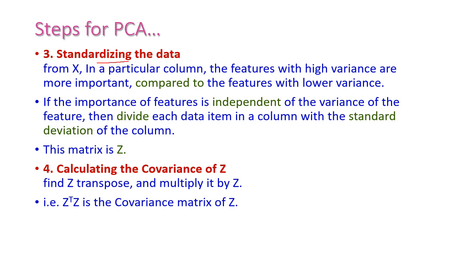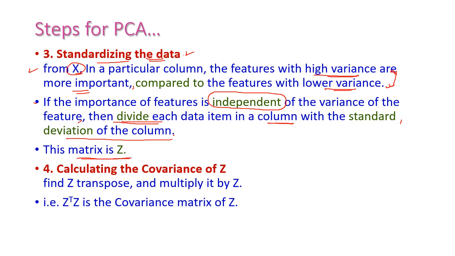The third step is standardizing data. Standardizing data means from the matrix X, that is the input matrix, take any feature which has high variance and is also more important, and that should be compared with a low variance feature. Here the importance of features is independent of each other. Then divide the data items in a column by the standard deviation of the column. So we divide the data set, and the new matrix is called the Z matrix.